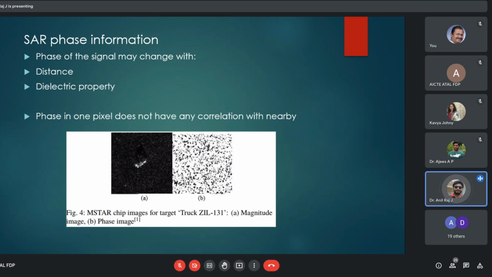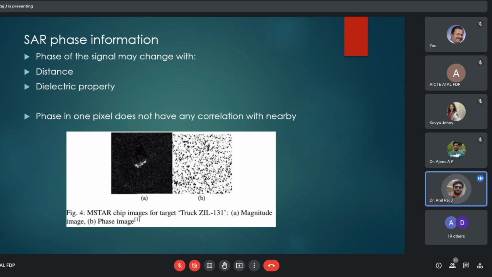This is a pictorial representation of the magnitude data and the phase data of a SAR imaging area. Here A is the magnitude image. By a comparison analysis, we can say that magnitude data have structural information of the target. Visually we can interpret the structure of the target. That's the main importance of the magnitude data when compared to the phase data.